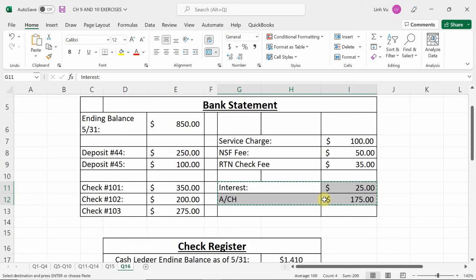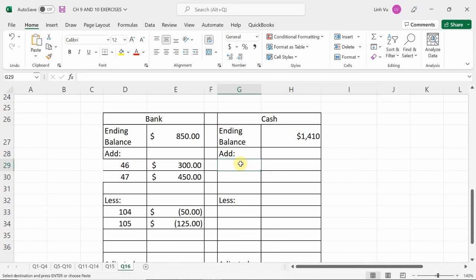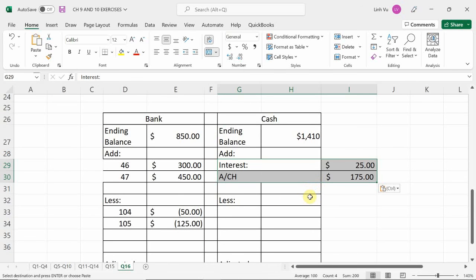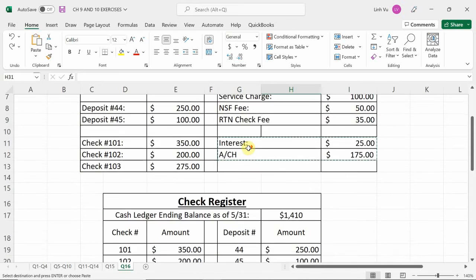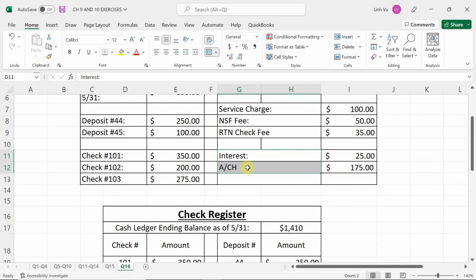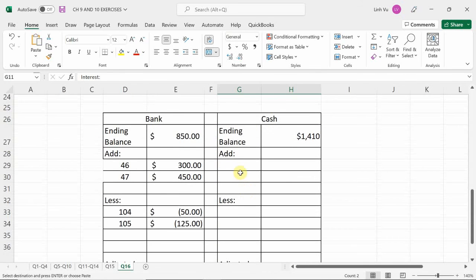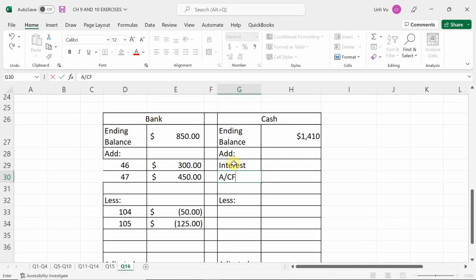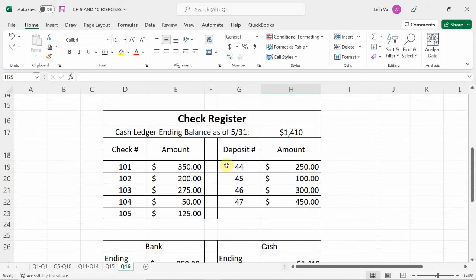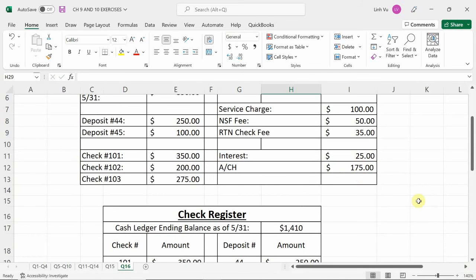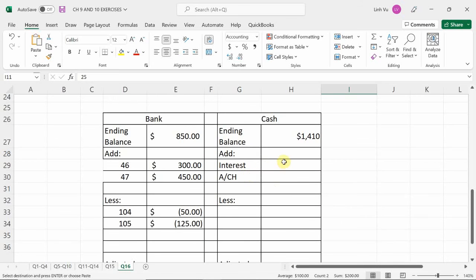Okay. So that means you're going to add this because this is income to you, right? This is income to you. Okay? Because I would have to manually type it in here. So interest and auto clearinghouse, okay, is for $25 and $175. So that's $200 worth of extra income.